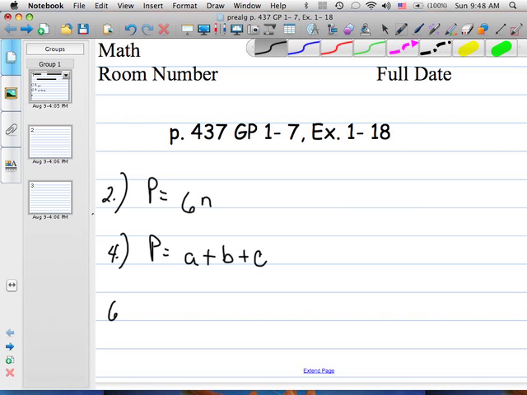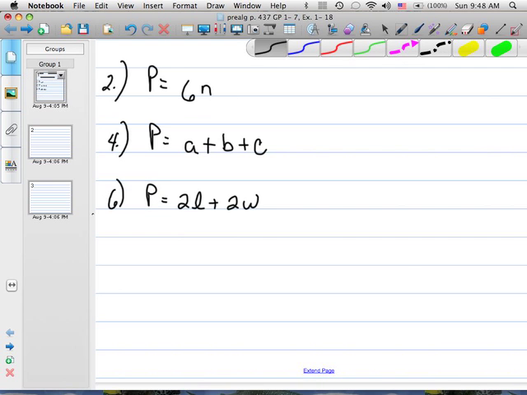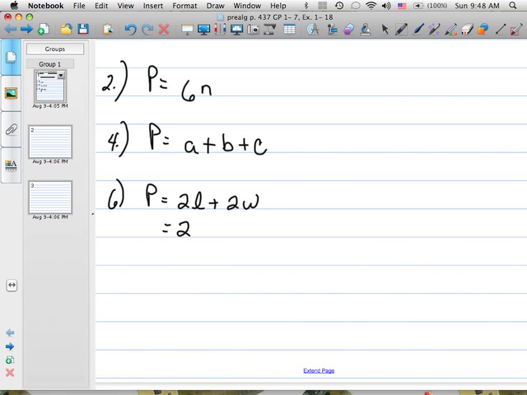Problem number 6, find the perimeter of each figure. Number 6 is a rectangle, and the perimeter of a rectangle is 2 times the length plus 2 times the width. So when I ask you to find any of these formulas in this chapter, write down the formula, then substitute the information in. And number 6, it's a rectangle. Its length is 15, and its width is 12.